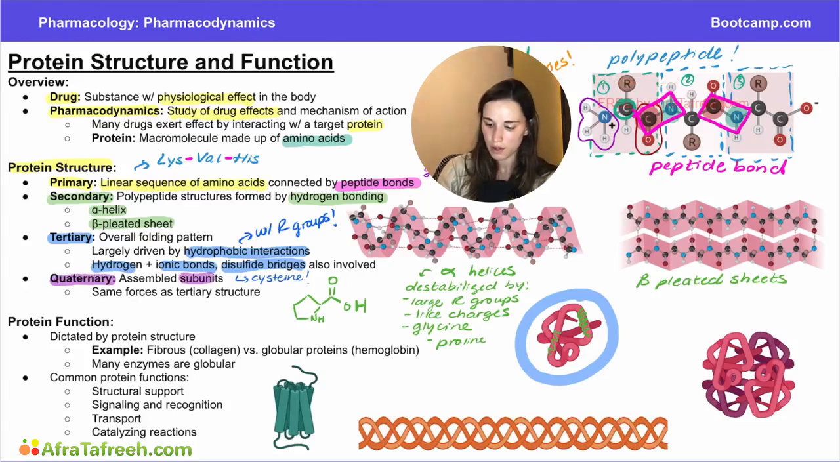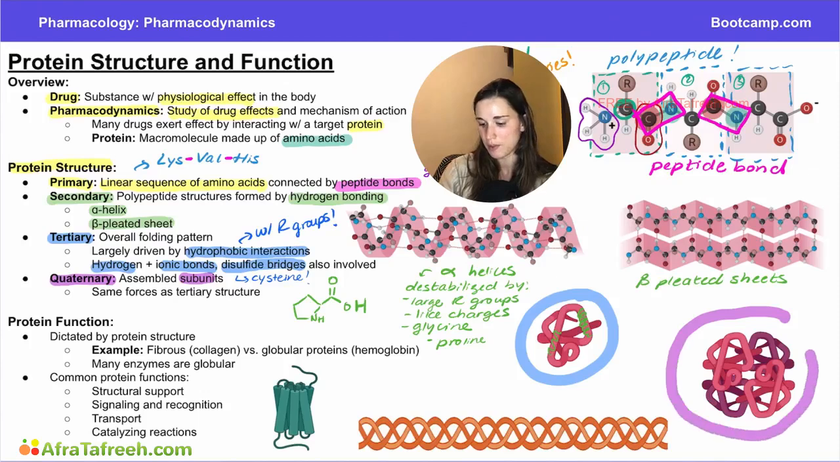For example, this quaternary structure here represents hemoglobin, which carries oxygen in red blood cells. And hemoglobin consists of 2 alpha subunits and 2 beta subunits. Each of these subunits folds independently and forms its own tertiary structure before coming together to form the quaternary structure that is functional hemoglobin. The subunit interactions that make up quaternary structure are driven by the same types of intermolecular forces as tertiary structure.